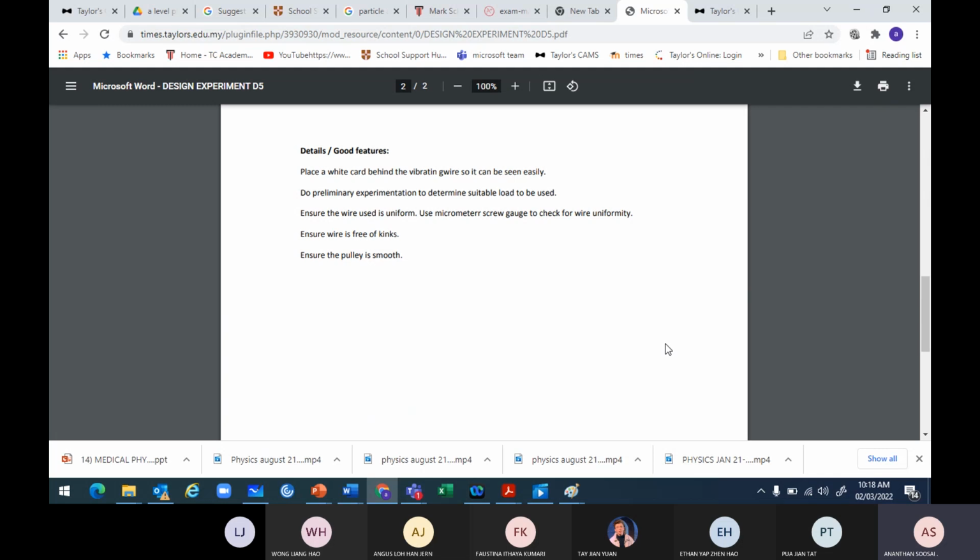So yeah, in this case, the first one is good: white cut. Use a white cut board at the back of the vibration so that it can be seen easily. So that we can observe that the single loop has already formed, by placing a white cut board at the back. So it is easy for us to observe the oscillation.